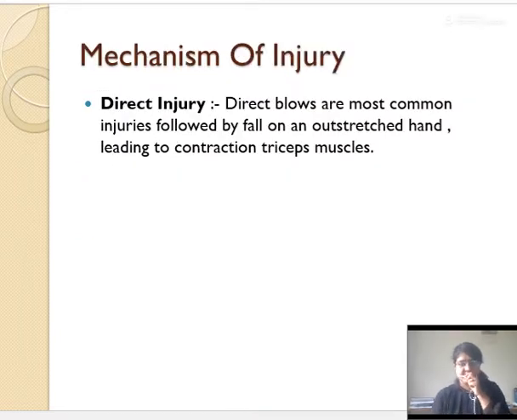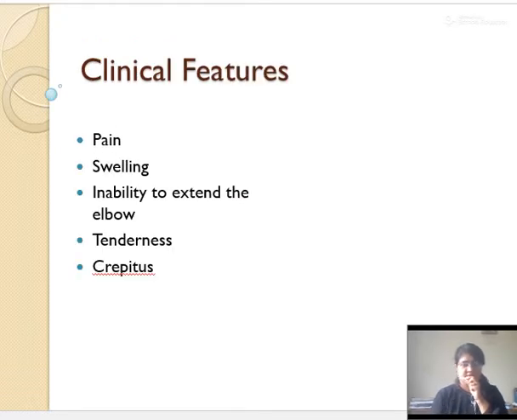So what is the mechanism of injury for the olecranon fracture? It is usually a direct injury. Direct blows are the most common cause, followed by a fall on the outstretched hand, leading to the contraction of the triceps muscle. What are the clinical features? It includes pain, swelling, inability to extend the elbow actively, tenderness, and crepitus.